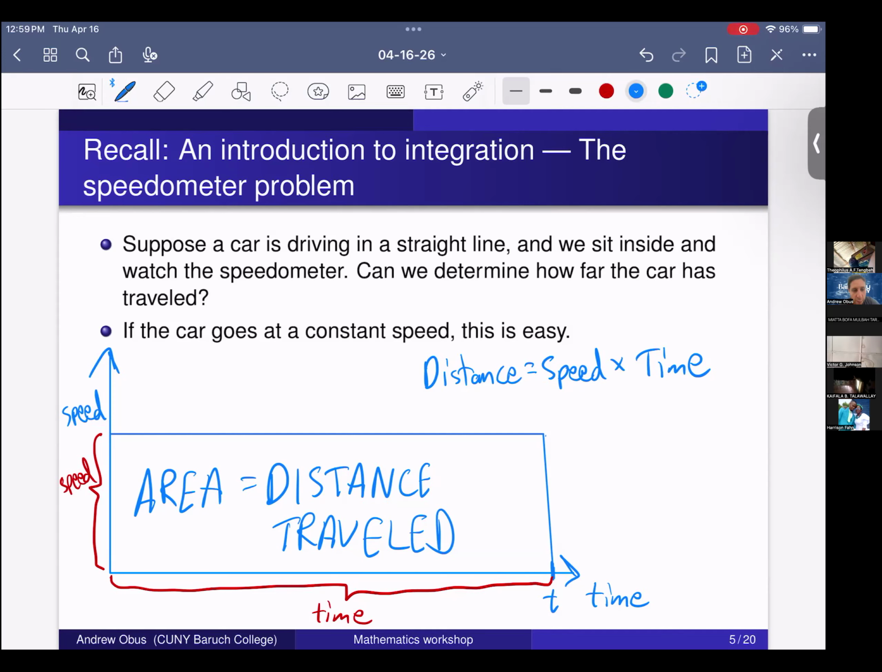Okay, this should, I hope, be pretty clear, right? But in real life, we don't drive at constant speed. We slow down, we speed up. Different roads have different speeds. You might have to wait in traffic. You might have to wait for a traffic light. All sorts of reasons why speeds might change.